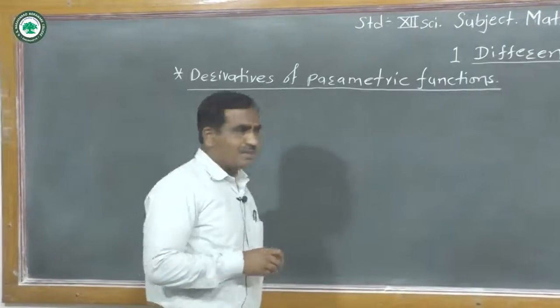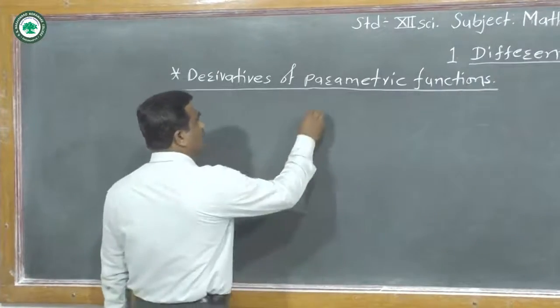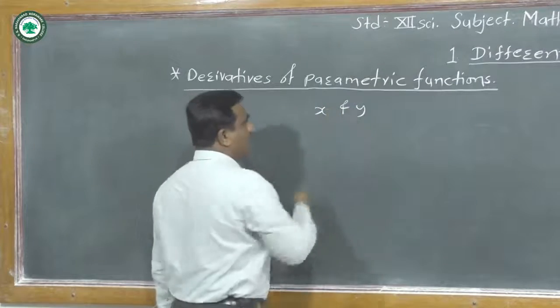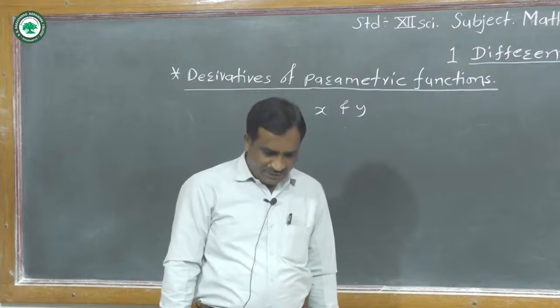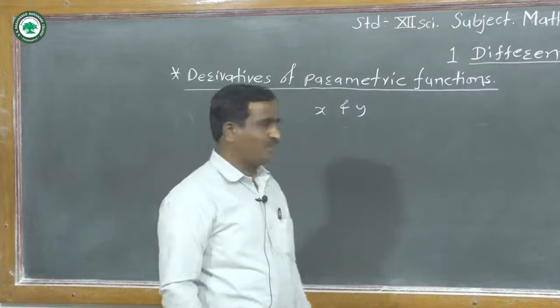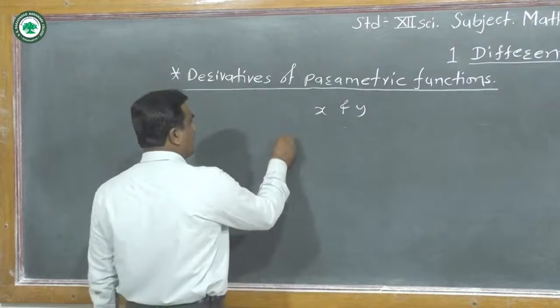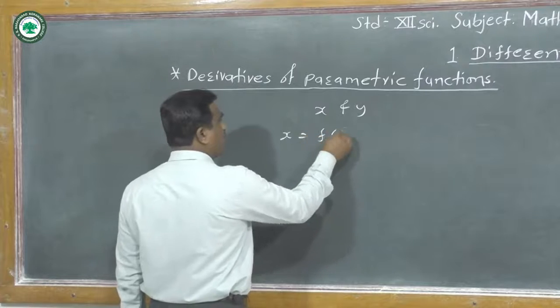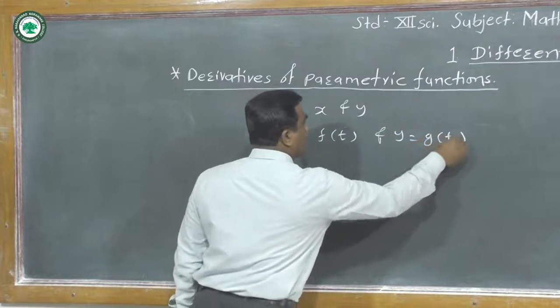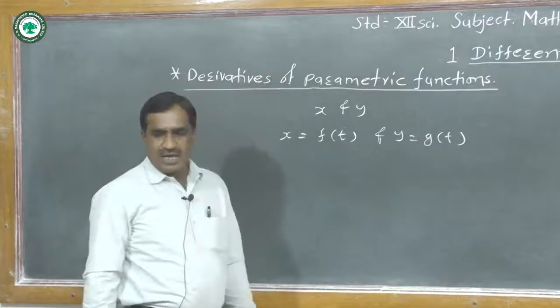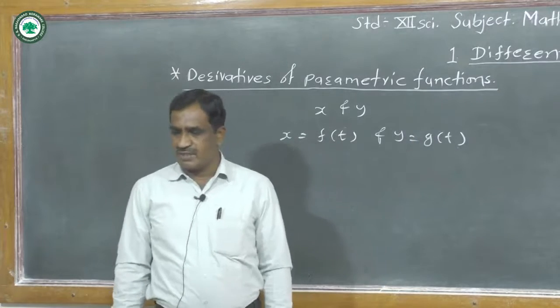If two variables x and y are defined separately and t is an intermediate function, then we can write function x as x is equal to f of t and y is equal to g of t. These functions are called parametric functions.